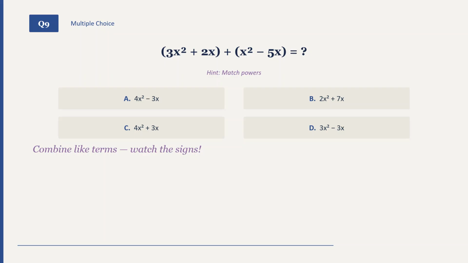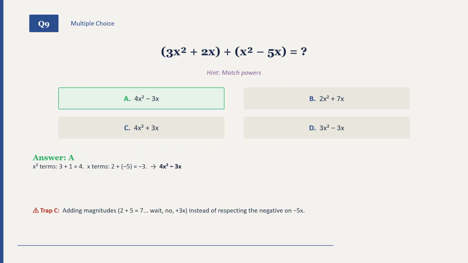Question 9. Add 3x squared plus 2x and x squared minus 5x. This is straightforward addition. Identify the like terms and combine them. The answer is B, 4x squared minus 3x.